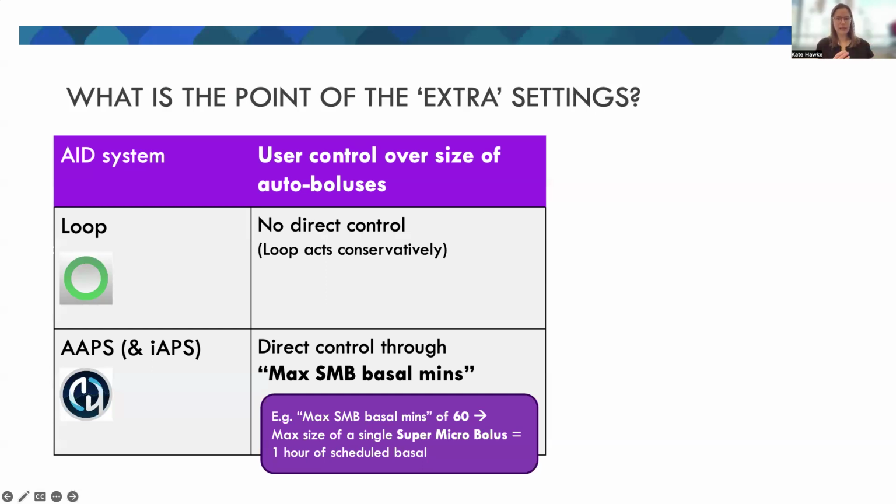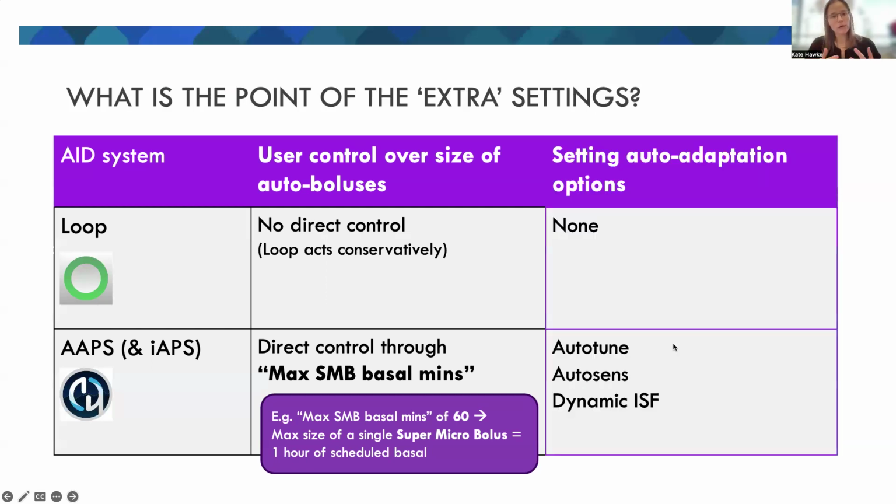Rather than simply setting a fixed number of units as the maximum size for an SMB, like let's say 1.5 units you could set as the maximum, it's not structured quite that way. It's structured relative to the basal rate at the time. So if I set my max SMB basal minutes to 60, then I'm indicating to the system that the maximum size of a single autocorrection, a single super microbolus, can only be 1 hour worth of scheduled basal. So if my basal rate is 1 unit per hour, and I set this at 60, I've got 1 unit is the maximum size of my SMB.